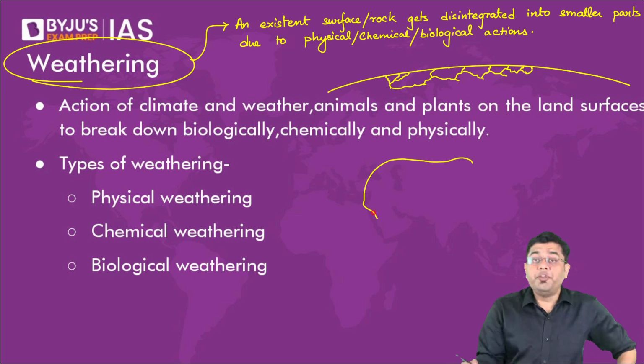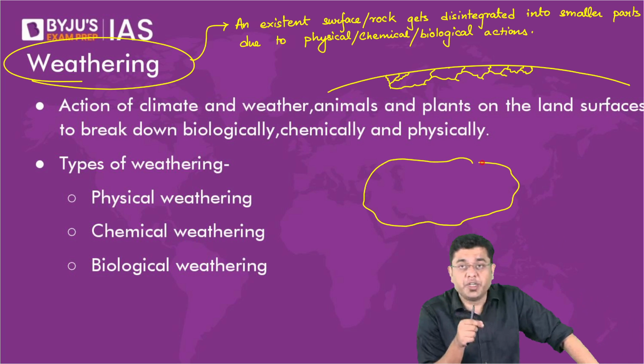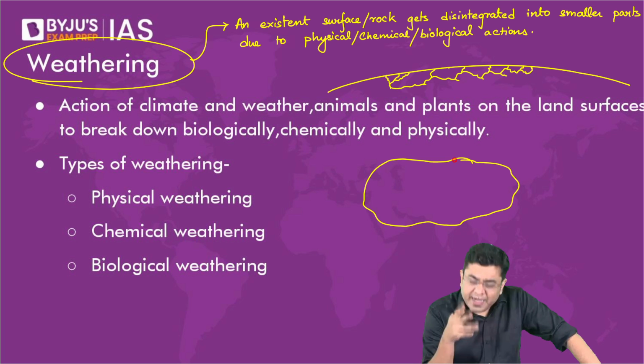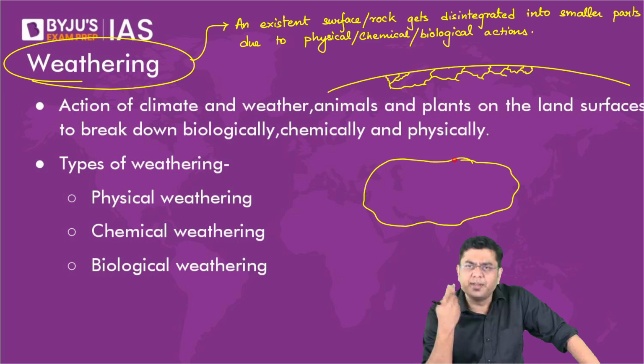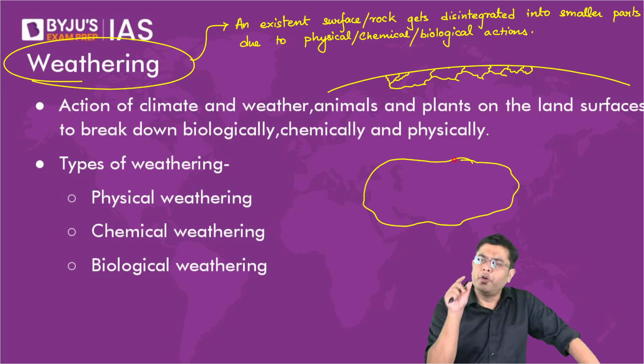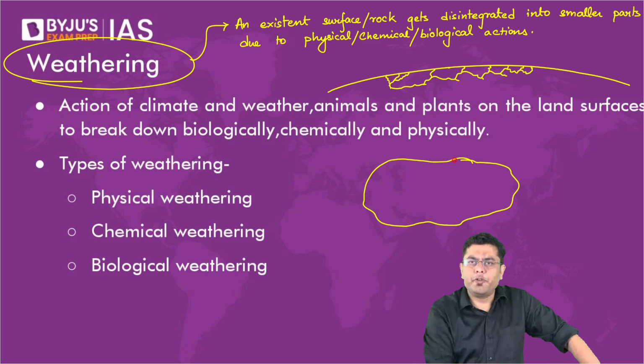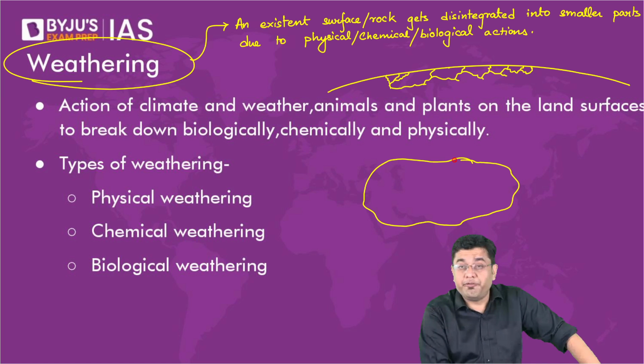Actions which weaken the physical structure of the rock surface. So for example, let's suppose you have a particular kind of rock, and try to understand it, try to visualize it here itself so that it is clear for perpetuity. So when we talk about a particular kind of rock, let's suppose it is kept in a region where the winters are very, very cold, summers are hotter.